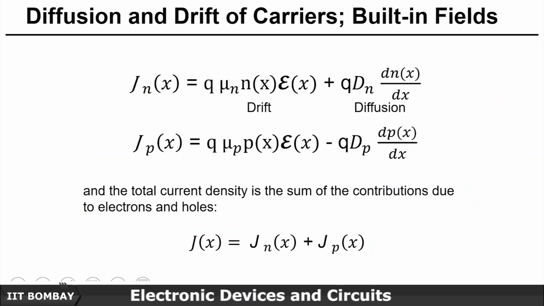Now we'll talk about the total current. As I said, the current in a semiconductor is because of two major components. One is the drift and another is the diffusion. So we'll talk about both of them. This is the total electron current, which comes out to be Q mu n, where mu is mobility, which we discussed in the last lecture, n is the concentration of the electrons, and this is the electric field.